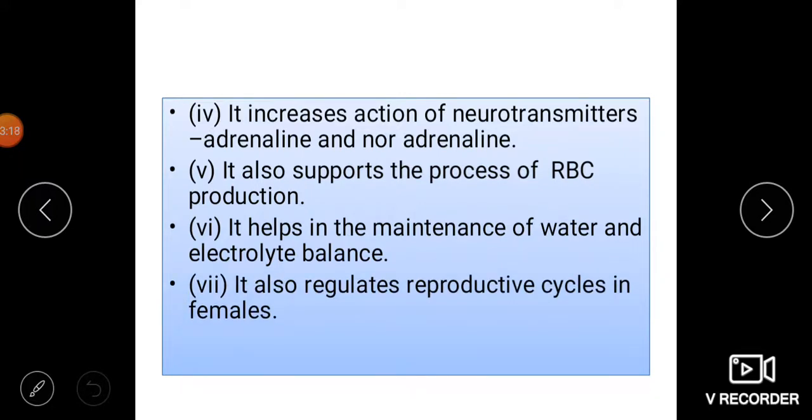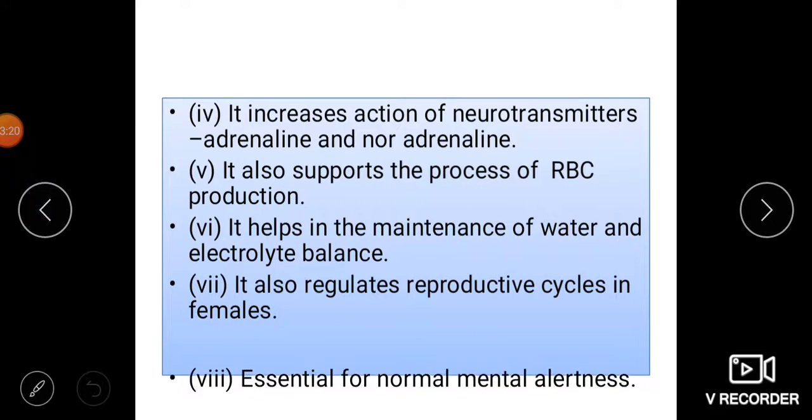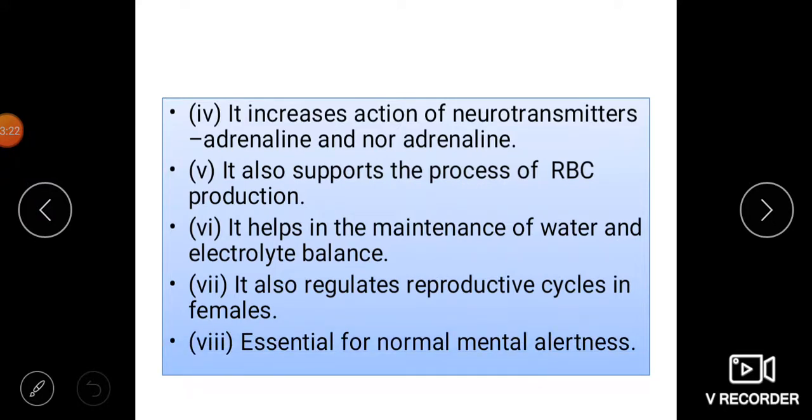It regulates reproductive cycles in human females. Essential for normal mental alertness. For a person to remain mentally alert, this hormone is essential. Hyperproduction of thyroxine results in hyperactivity, and hypoproduction of thyroxine results in lesser activity or lethargy. With this, we complete the morphology and functions of thyroid gland and thyroxine. We have disorders of thyroxine as well as thyrocalcitonin coming in the next class.